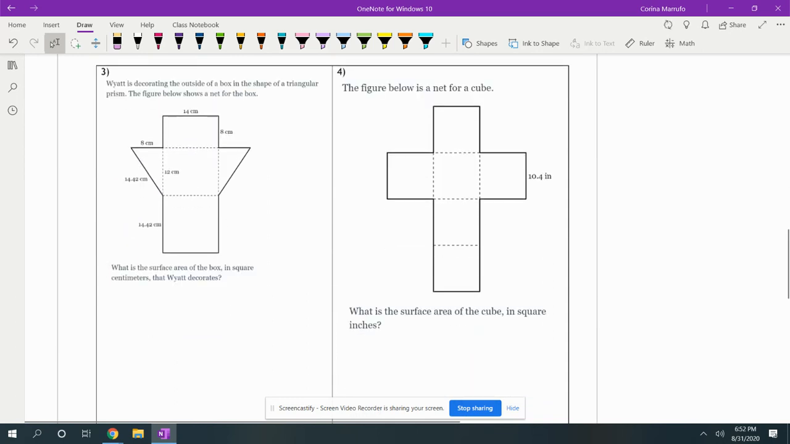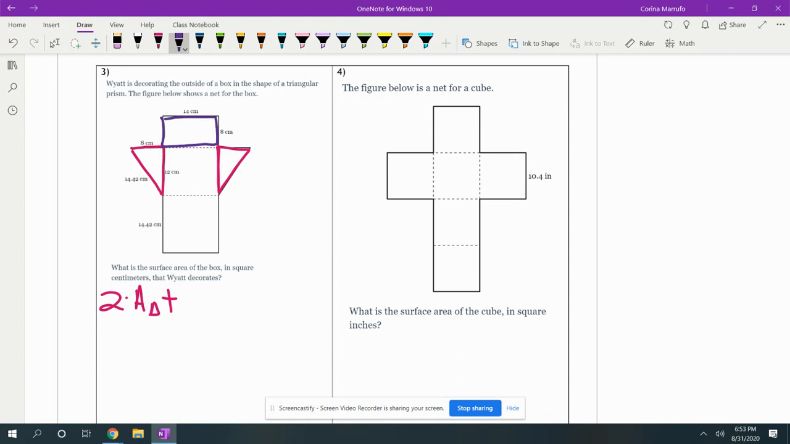All right, the next one. Here it says Wyatt is decorating the outside of a box in the shape of a triangular prism. The figure below shows the net for the box. What is the surface area of the box in square centimeters? On this one, since this is a prism, this triangle is exactly the same as this triangle. So we have 2 of the same triangle, so it's 2 times the area of the triangles, plus, now, these are not all the same dimension.